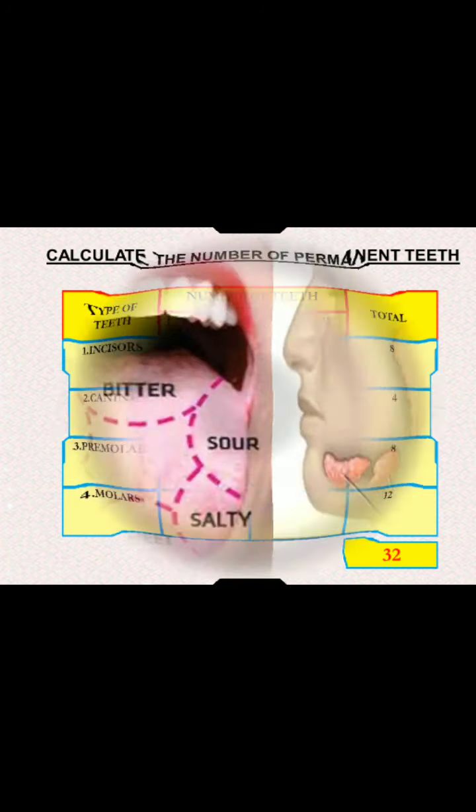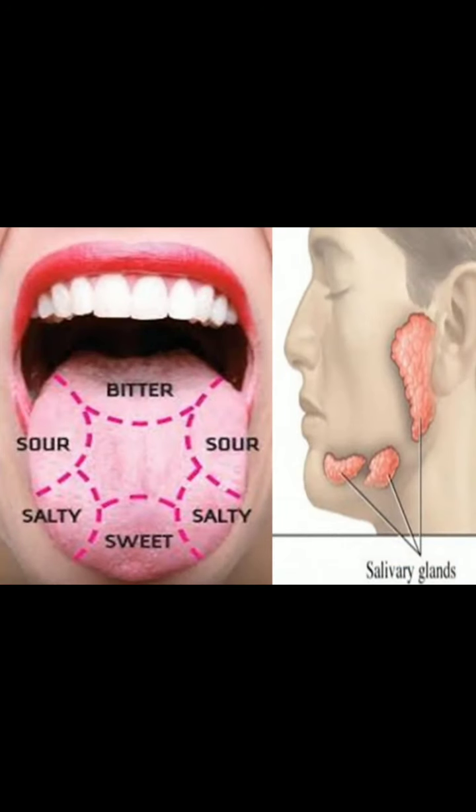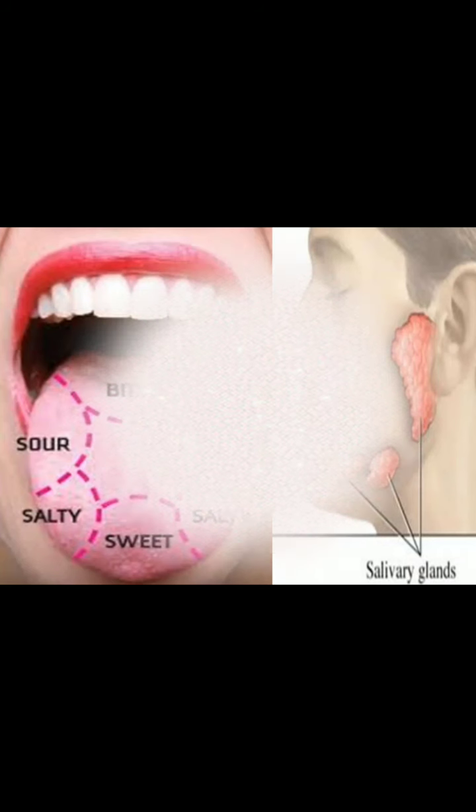Another thing which is present in the mouth is the tongue. The tongue has a number of taste buds for different tastes. As you can see, different regions are specified for different tastes. The tongue also helps in the mixing of food with saliva. Saliva is secreted by salivary glands which are present in our mouth. The different positions of the salivary glands are shown in this picture.